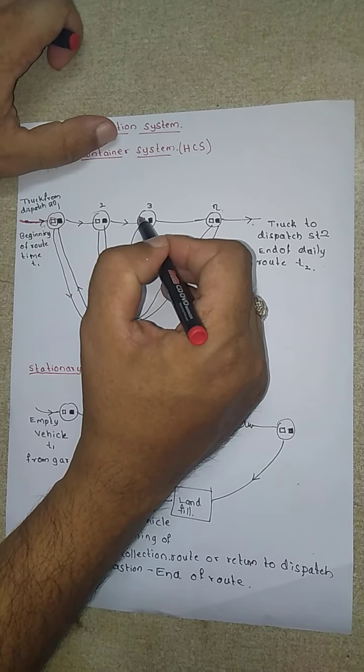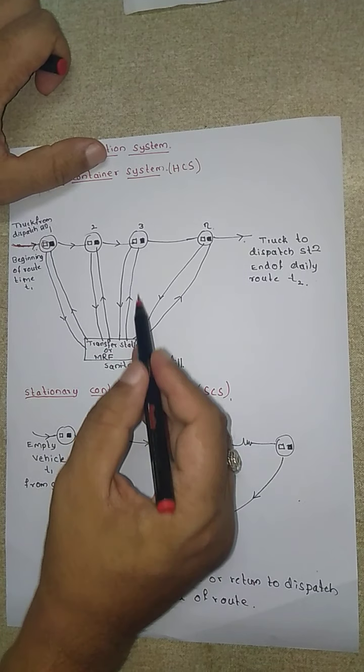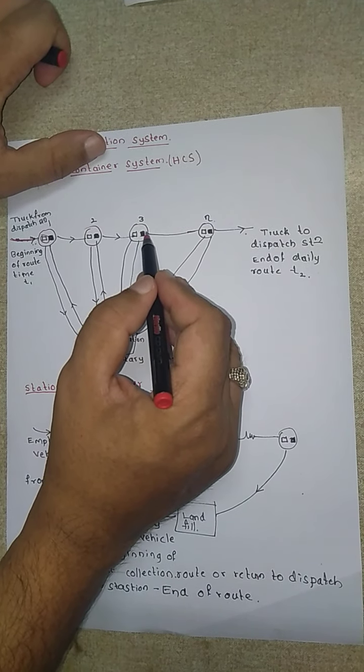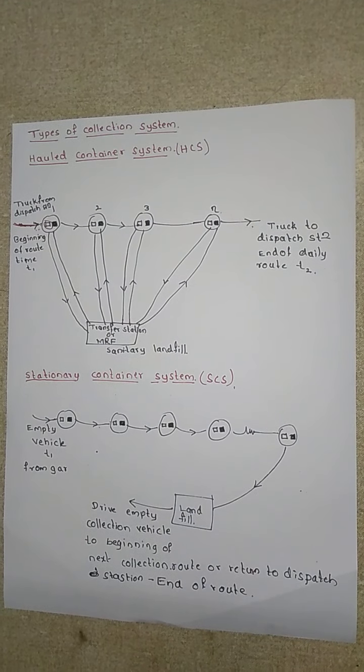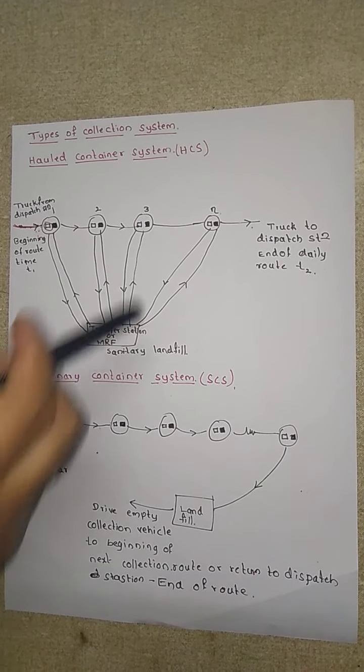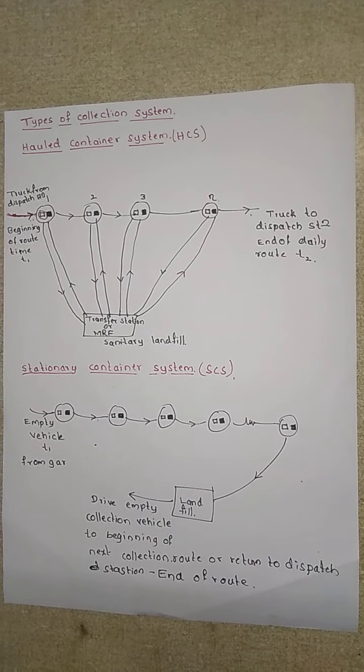Here again it collects the waste, again it is going to come to the material recovery facility, then again it is going to start its journey. Then again, like this, n number of points it is going to cover, and at last it is going to the dispatch station.